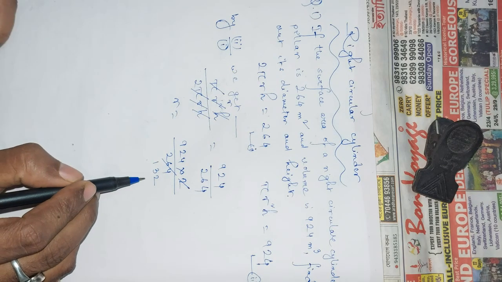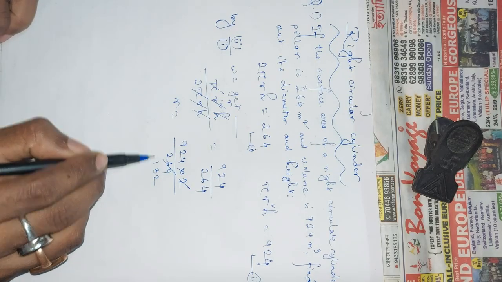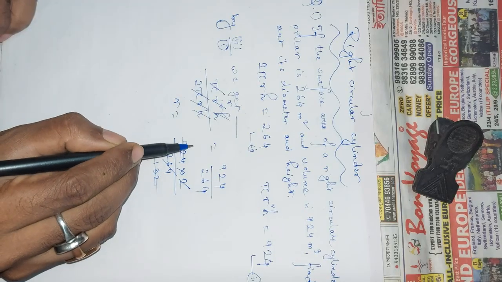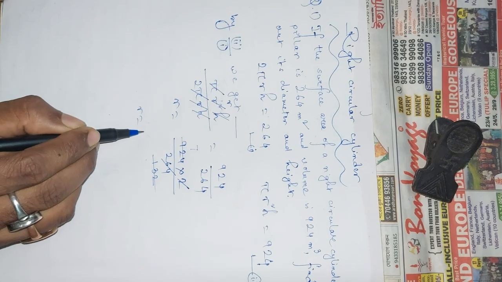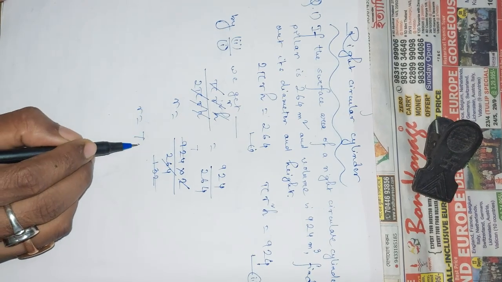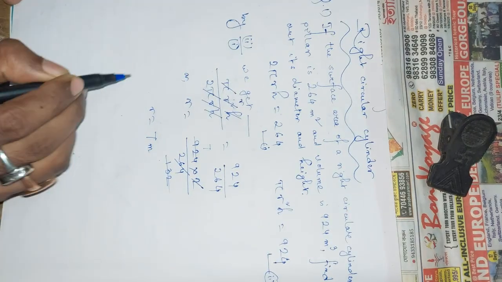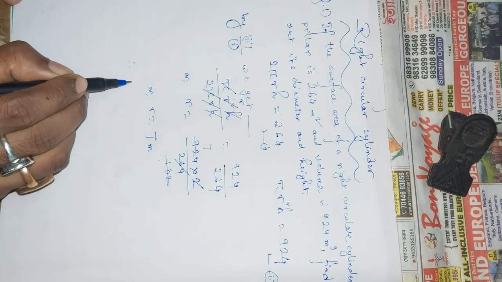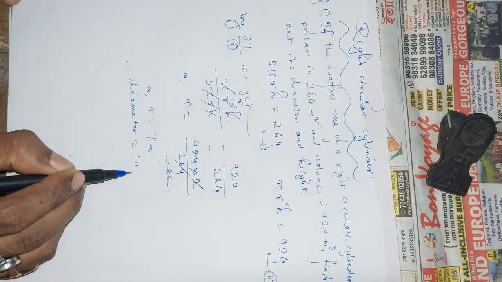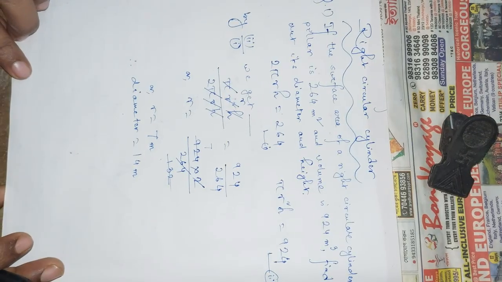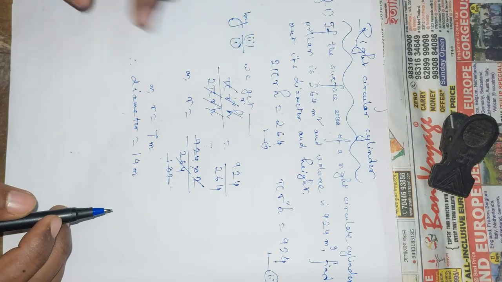So 132 into 7 is equal to 924. So the value of r is 7. r equal to 7 meter. Therefore, the diameter should be 14 meter. Now we need to find out h.